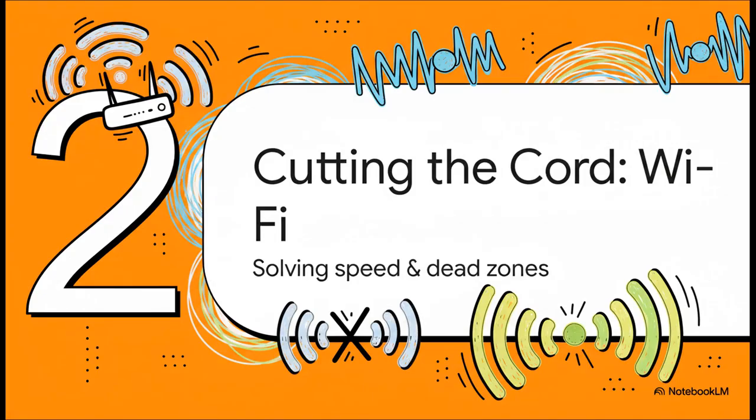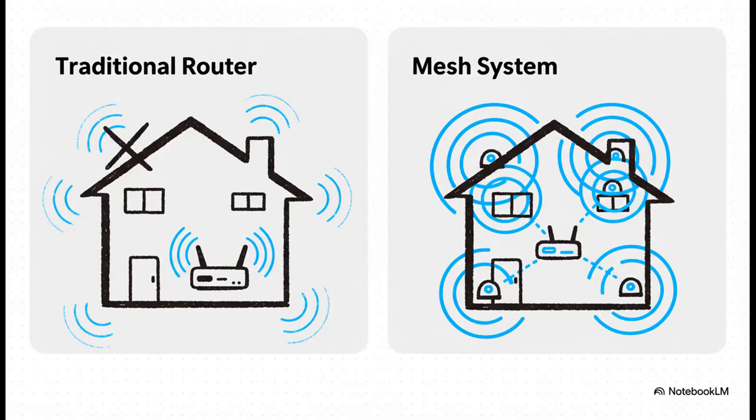Okay, we've covered the wired backbone. Now let's move into the wireless world. Because we've all been there, right? That one corner of the house where the Wi-Fi just dies. Let's look at how modern gear solves those problems of speed and dead zones for good. For years, the solution was just a single router.